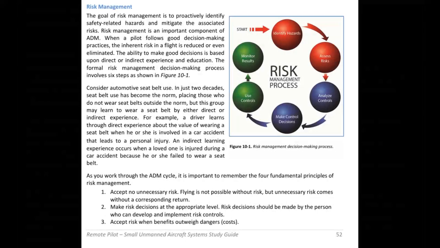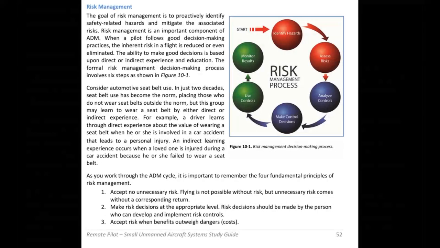As you work through the ADM cycle, it's important to remember the 4 fundamental principles of risk management. This is basically on the FAA's main page when you learn about them and about their adverse risk goals. Accept no unnecessary risk. Flying is not possible without risk, but unnecessary risk comes without a corresponding return. Make risk decisions at the appropriate level. Risk decisions should be made by the person who can develop and implement risk controls, and that's going to end up being the remote pilot in command mostly.